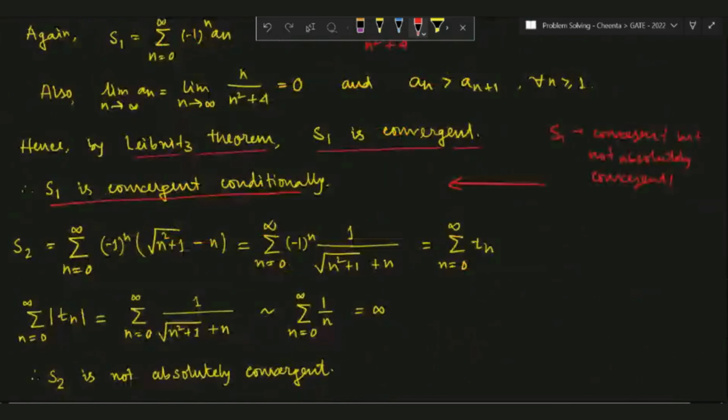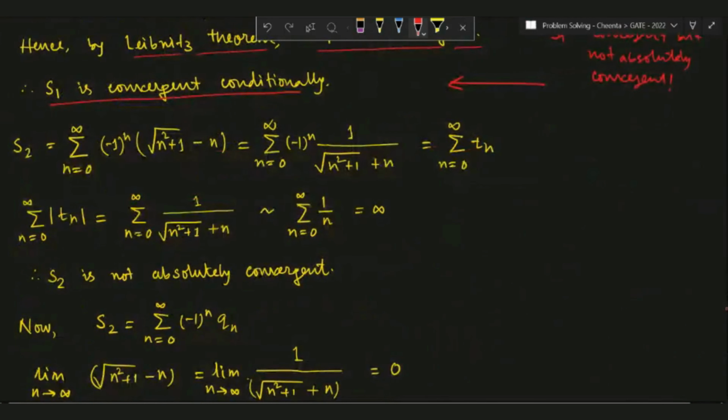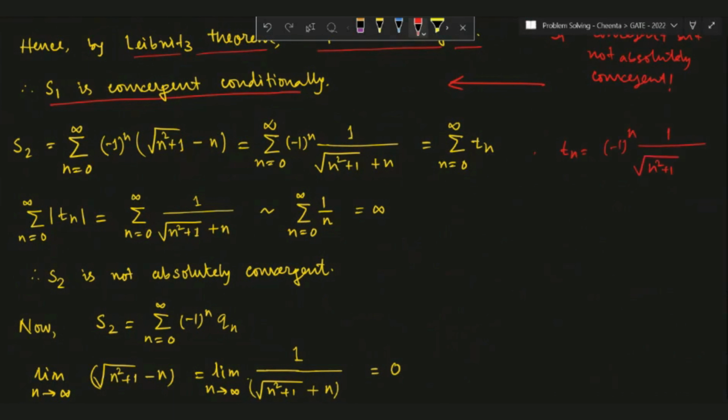Now for S2, proceeding similarly, we can write it as the summation n equal to 0 to infinity tn, where tn equals (minus 1) to the power n, 1 by root of n square plus 1 plus n. We can just rationalize it and get this form. So we now check the absolute convergence of S2. The summation of modulus tn is coming out to be equivalent to summation of 1 by n, which is not convergent. Hence, S2 is not absolutely convergent.